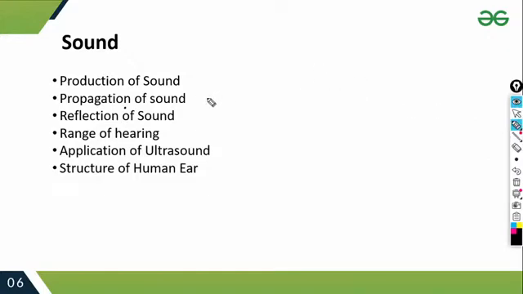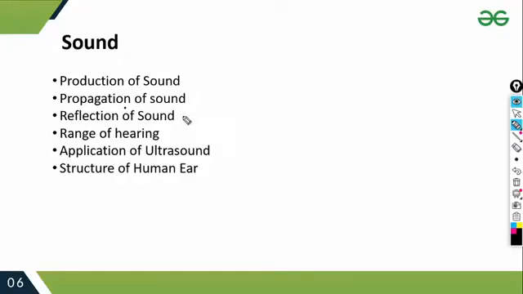And then we'll also see that sound travels in longitudinal waves, not in transverse waves, like how light and other things normally travel. So sound doesn't travel in that way. So we are going to see that.